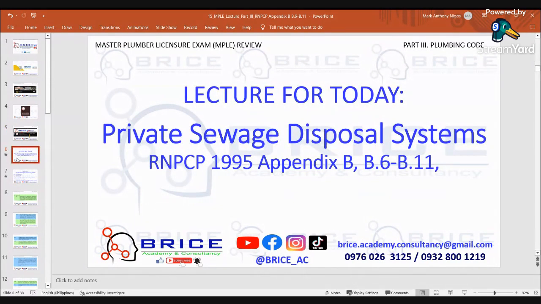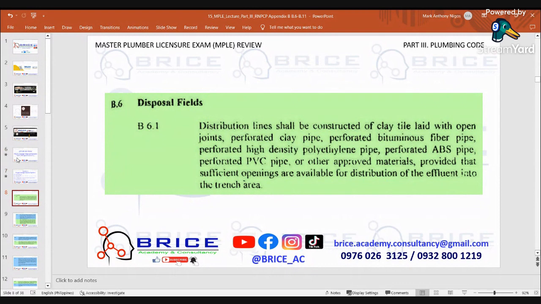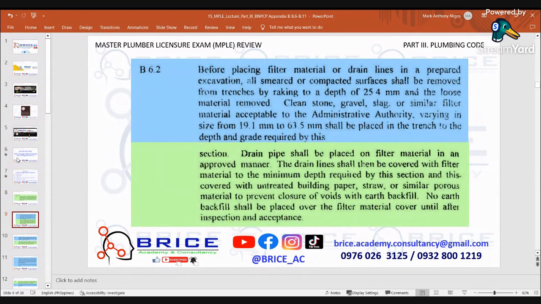Private sewage disposal system. B.6 disposal fields. Distribution lines shall be constructed of clay tile laid with open joints, perforated clay pipe, perforated bituminous fiber pipe, perforated high density polyethylene pipe, perforated ABS pipe, perforated PVC pipe, or other approved materials, provided that sufficient openings are available for distribution of the effluent into the trench area.